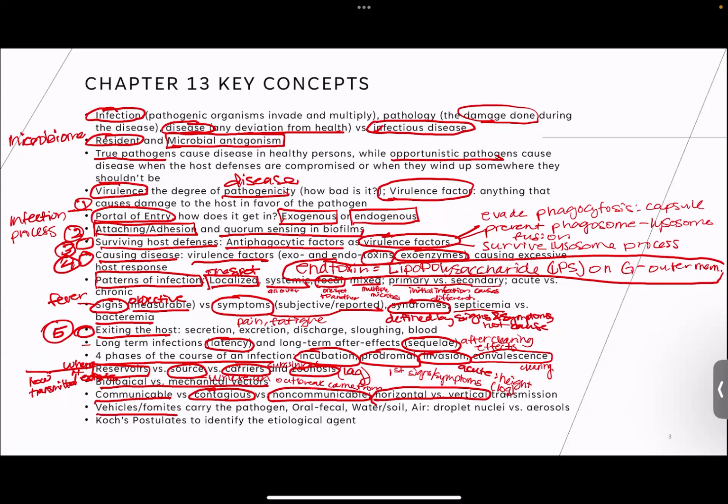Vehicles and fomites. The fomites are a type of vehicle. They are non-living, inanimate objects that can act as a vehicle. You see guys probably all the time, and me in class, I have a hard time not touching my face or my mouth and things like this.